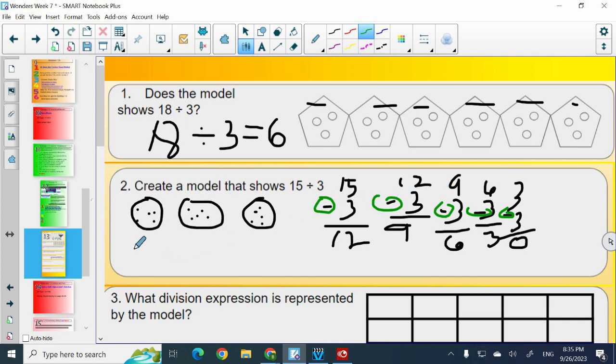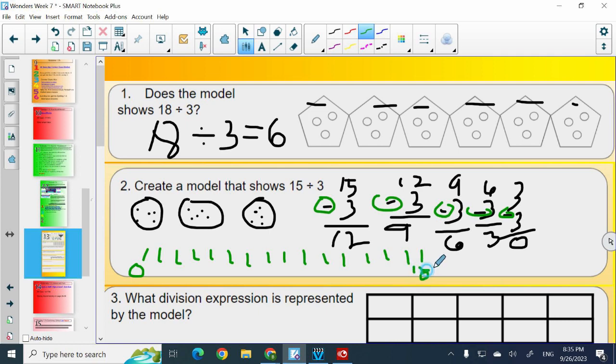Another way you could have done this is set up a number line. 1, 2, 3, 4, 5, 6, 7, 8, 9, 10, 11, 12, 13, 14, 15, and then 16 because you can have a 0 over here. So this would be 15.